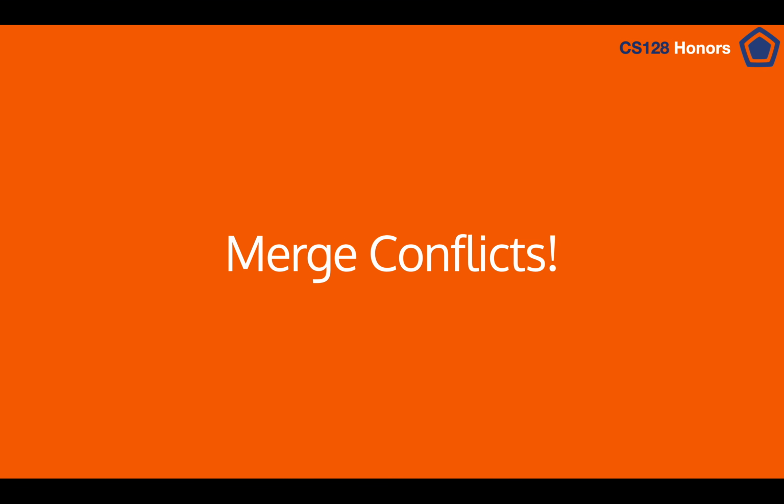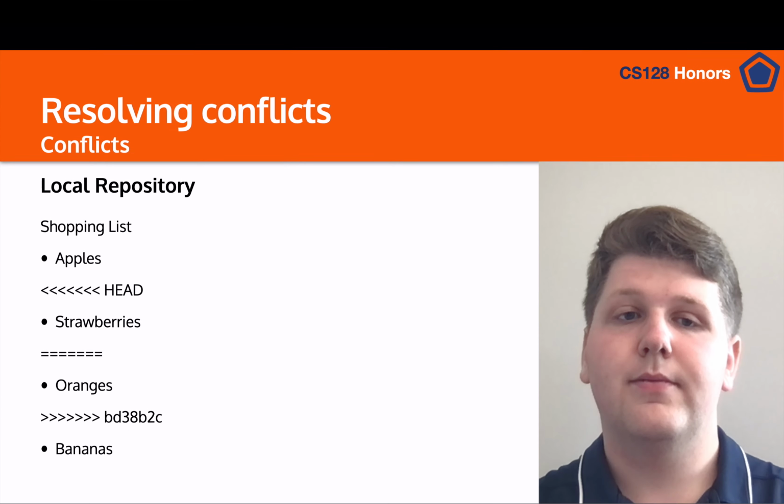So what is a merge conflict? A merge conflict is Git's way of telling us how to solve these issues. Whenever they arise, it tells the programmer, hey, something went wrong, and it's your job to fix it before I can move forward. So let's take a look at an example of that.